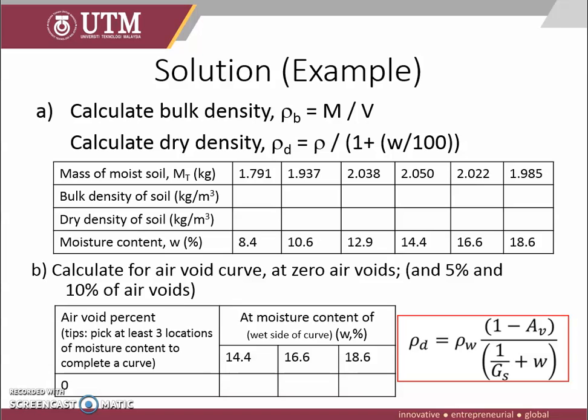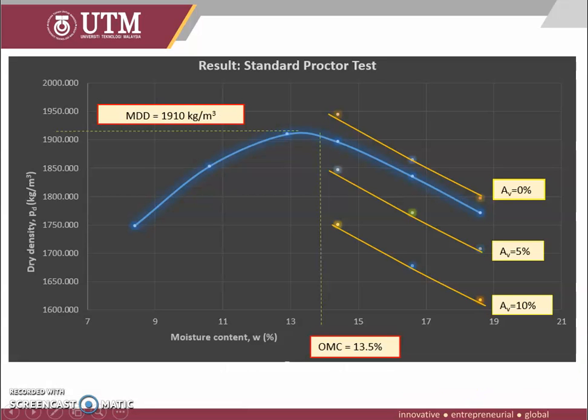What we have to do first is calculate the bulk density, which is the mass of moist soil, the data that we have, divided by the volume of the mold. After we calculate the bulk density, we can calculate the dry density. We can also calculate the zero air void curve. Alternatively, we can also check for 5% and 10% air voids by using this equation. So let's see the calculation in Excel.